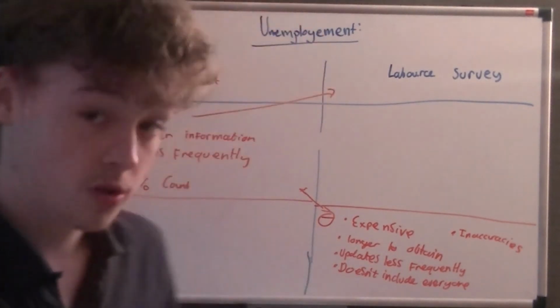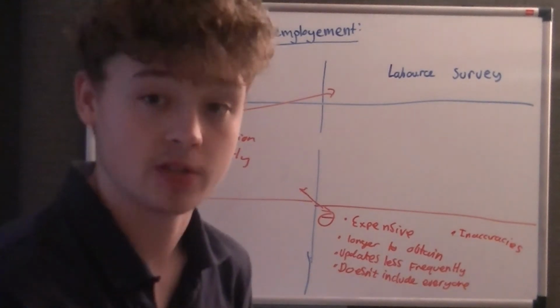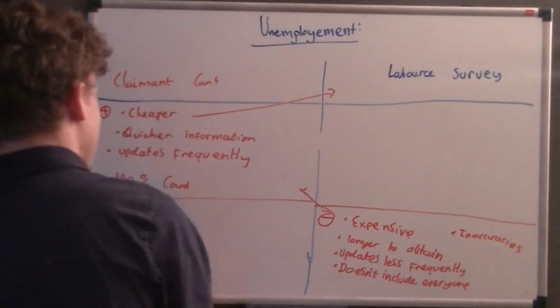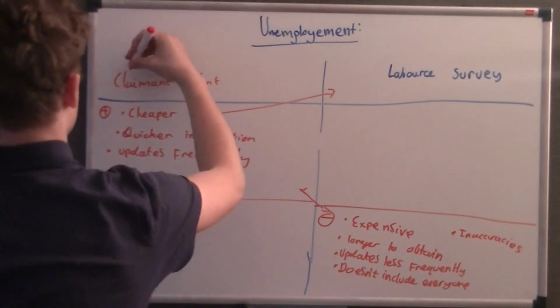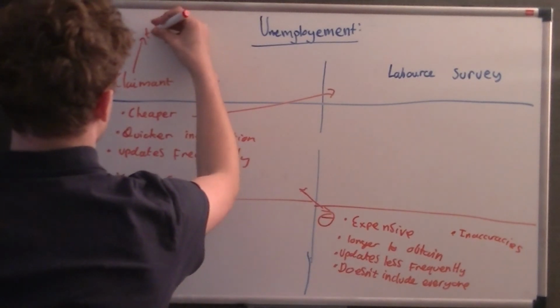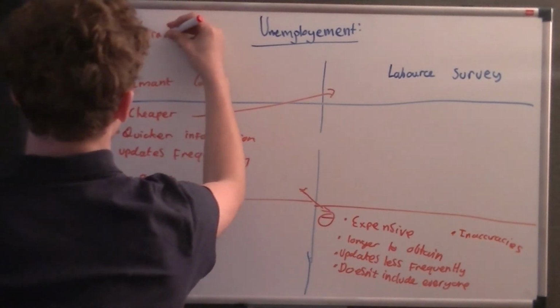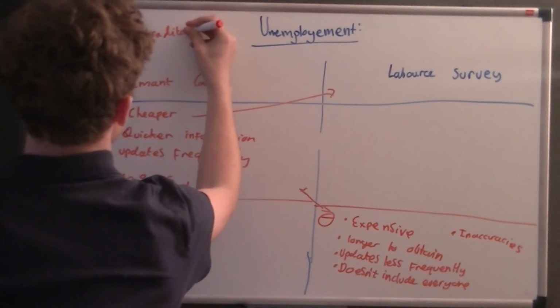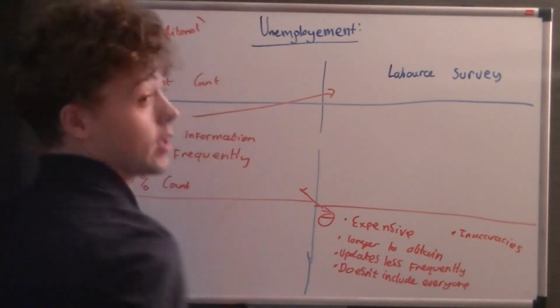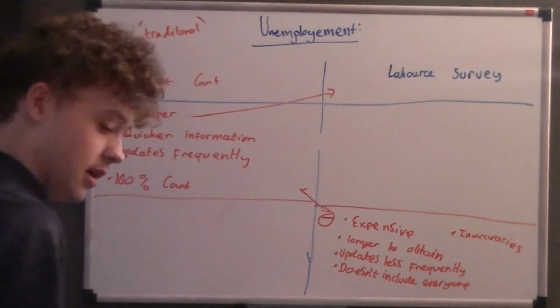However, just before I go on to the advantages and disadvantages again, the main one is the claimant count. It's the traditional method, mainly because it's cheaper, but you just need to know it's the traditional way of measuring unemployment in the economy.